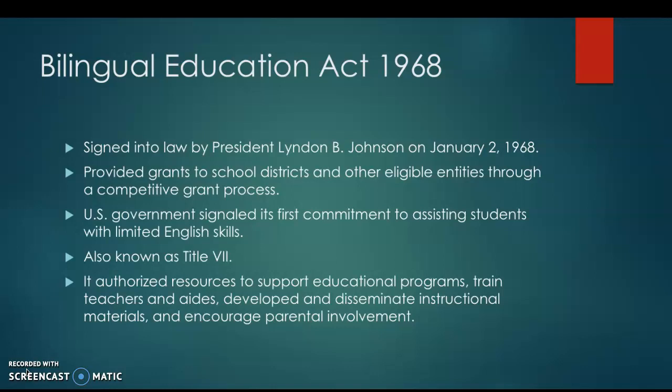The U.S. government signaled its first commitment to assisting students with limited English skills, also known as Title VII, which took me a while to figure out what that was. It authorized resources to support educational programs, train teachers and aides, develop and disseminate instructional materials, and encourage parental involvement.